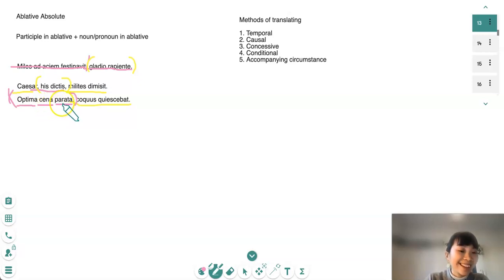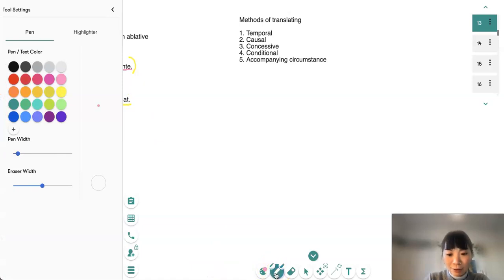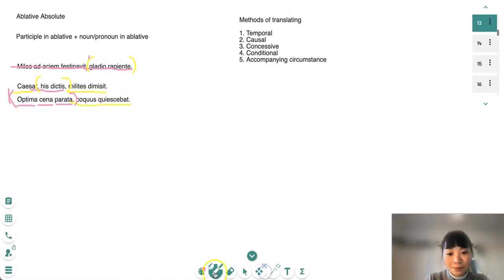So perhaps in better, smoother English, we might say, the excellent dinner which had been prepared, or when the excellent dinner had been prepared, the cook had a rest. So that's a quick summary of how the ablative absolute works in practice.